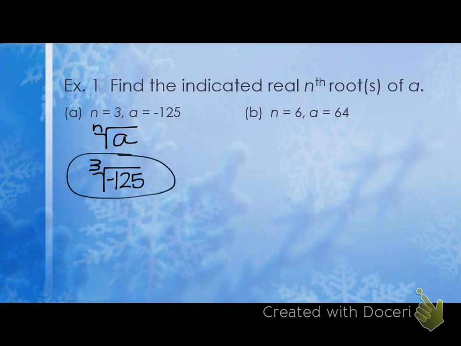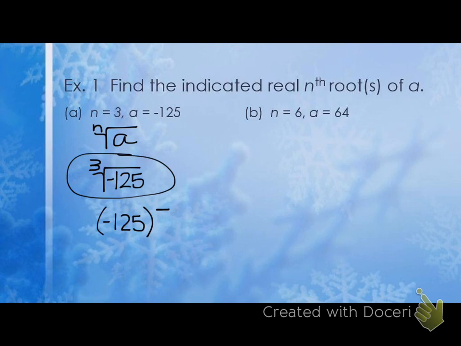All right. So here it is in radical form. Now, let's change it into rational form. So what's our base going to be if we're changing this into rational form? Okay. Now, it's a negative number. So remember, we put negative numbers in parentheses so that we know the base is negative 125. All right, we know that the exponent is going to be a fraction, so we just got to decide what the numerator is and what the denominator is.